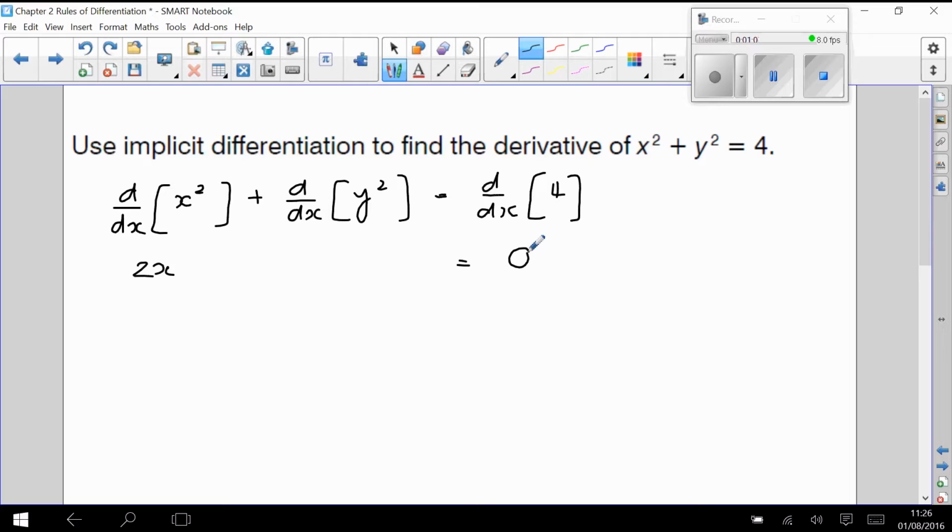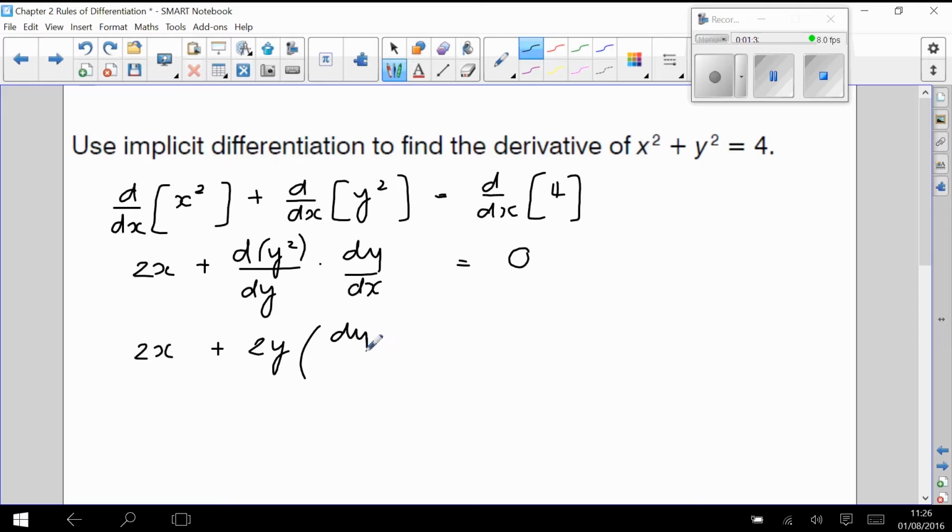My problematic term was the second term on the left-hand side, and if I use the chain rule, I can say take the derivative of the expression that I've been given in the variable of y and times that by dy/dx. So now for the second term on the left-hand side, the derivative of y squared in the variable y is going to be 2y, and I must still times that by dy/dx.